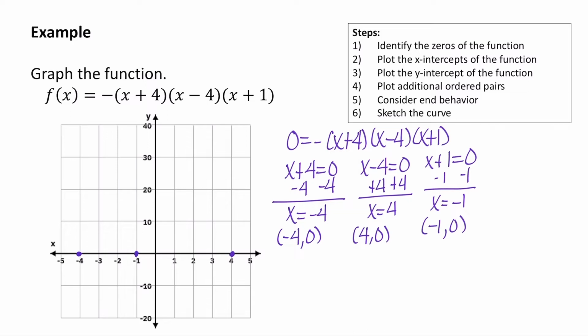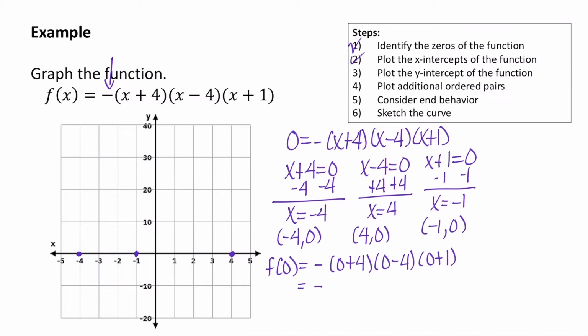And now, okay, so we did step 1 and we did step 2. Now we need to figure out the y-intercept of the function. Remember, the y-intercept is going to occur where x equals 0. So now I'm going to say, what is f(0)? That means I'm going to plug in a 0 everywhere I have an x. So I have (0 + 4)(0 - 4)(0 + 1). Don't forget in this polynomial you have that negative in front, so make sure that you keep track of that negative sign.